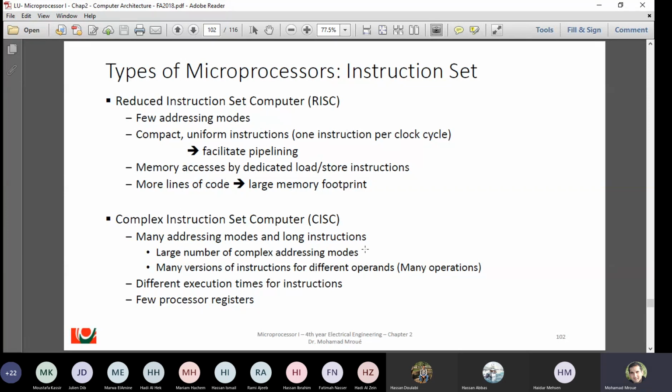So in CISC, many addressing modes and long instructions, a large number of complex addressing modes, many versions of instructions for different operands, and different execution times, unlike here, where the instructions are uniform. Most of them take 1 or 2 cycles to execute, most of them only one cycle. Here the execution time will be very different between instructions. Since some instructions are very complex, they will take longer than others. Here we have a few addressing modes, there we have lots of addressing modes. In the first case, with RISC, we have a set of internal registers, while there you have few processor registers internally. Okay.